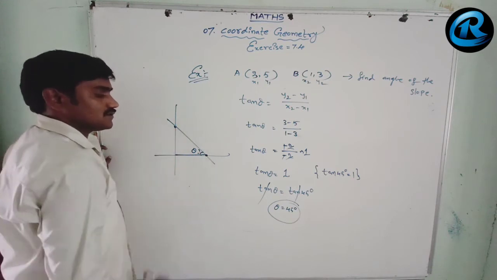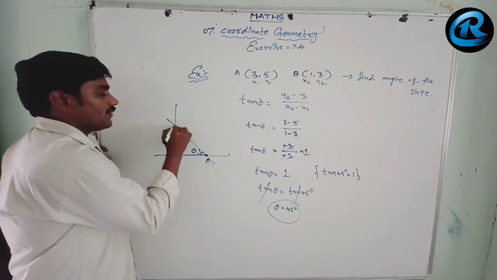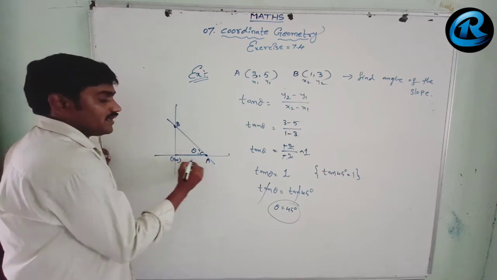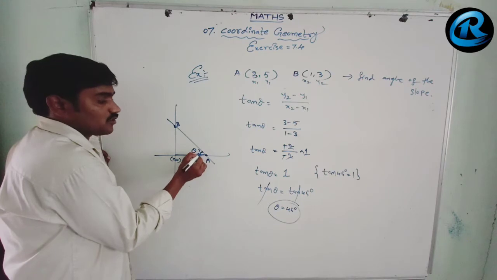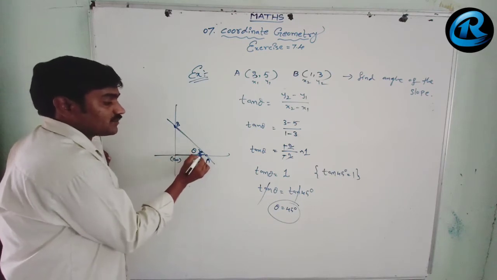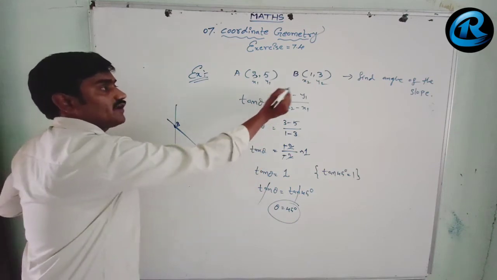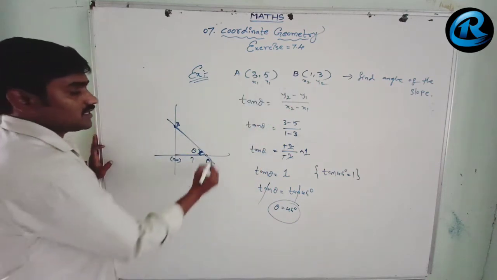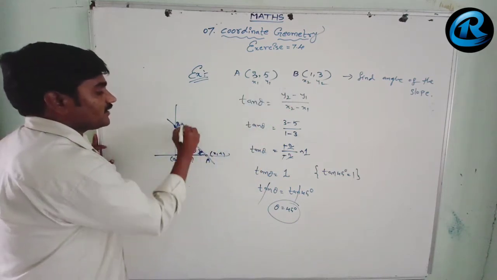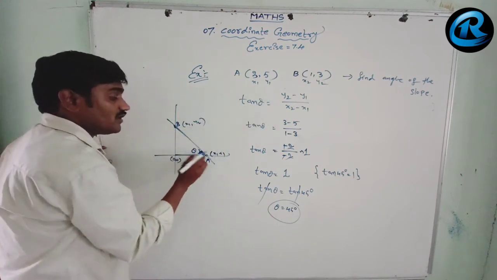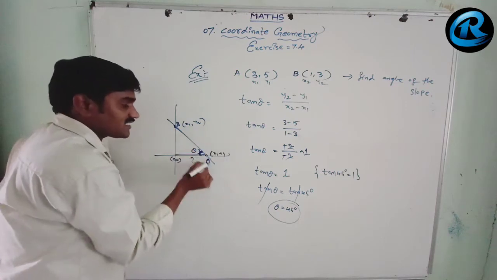Here are point A and point B. This is the angle this slope is making with the x axis. It can be found out by using tan theta equals y2 minus y1 by x2 minus x1. Here x1, y1 is one point, here x2, y2 is the other point. By using this formula, we can find out what angle it is making with the x axis.